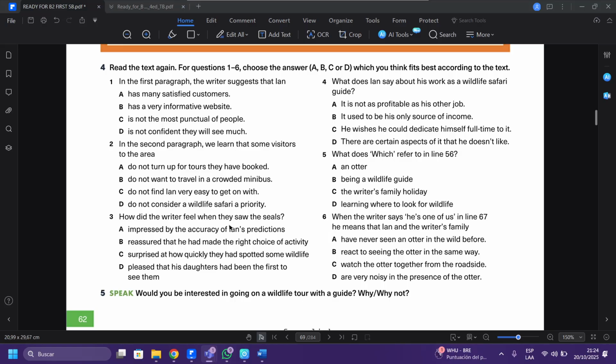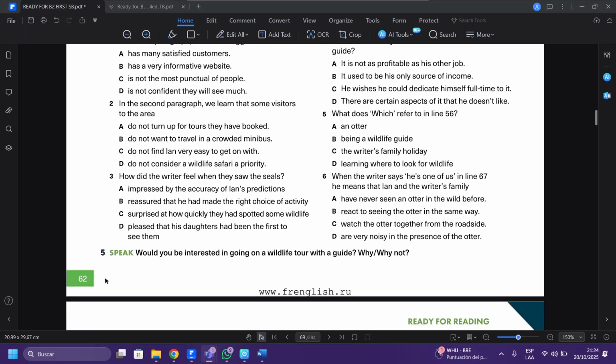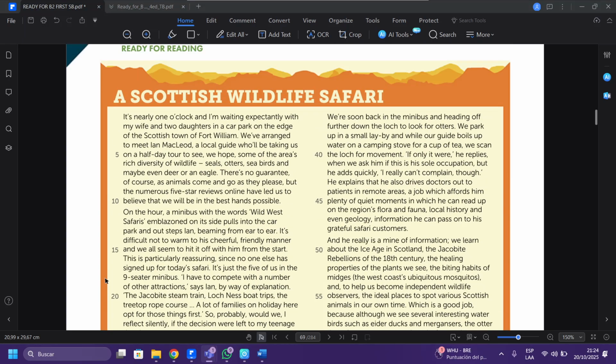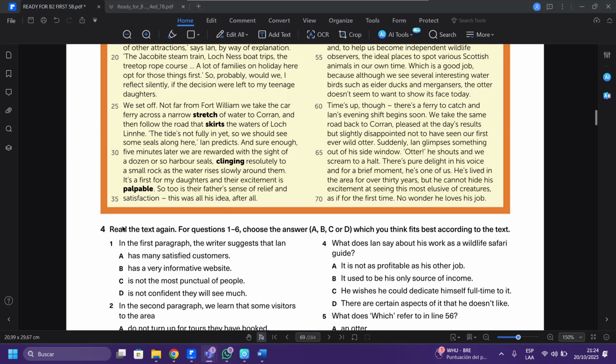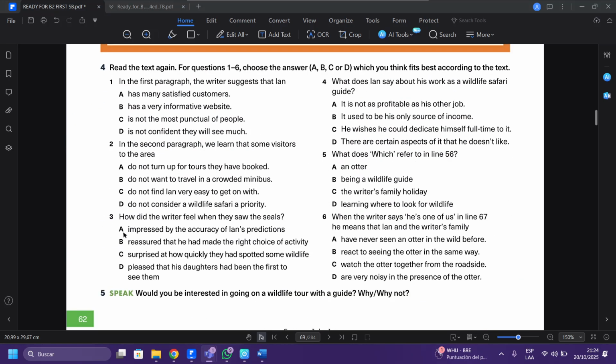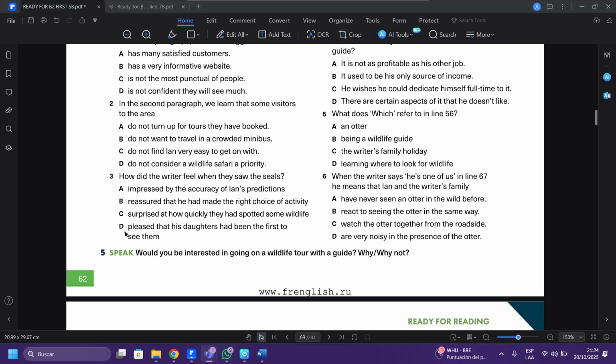Take notes, please. Page 62 in the student's book, not from the workbook. Today I'm not gonna send you homework from your workbook, only the student's book. The reading, this part. And we're gonna practice some speaking. I need you to tell me if you would be interested in going on a wildlife tour with a guide, if yes or not, and why.